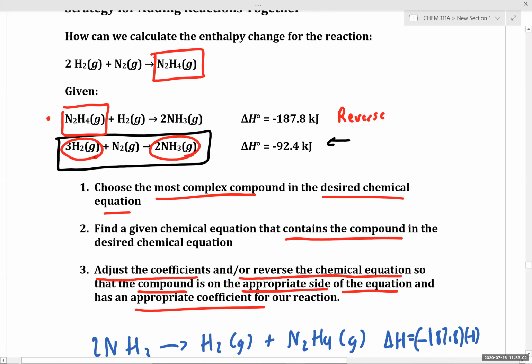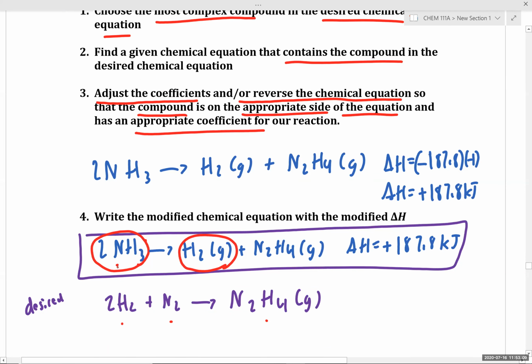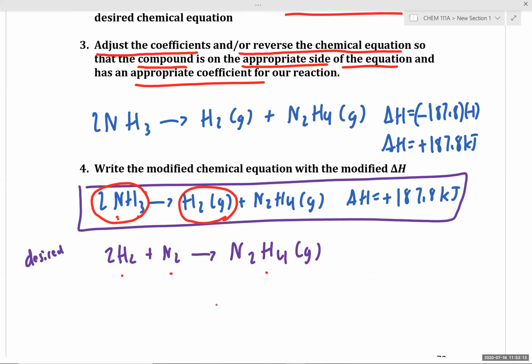Now, looking at our given equation, if we wanted to cancel our ammonia, we would need our ammonia to be on the opposite side, okay? So this is our goal. We want our ammonia, and we need two ammonias on the right-hand side.